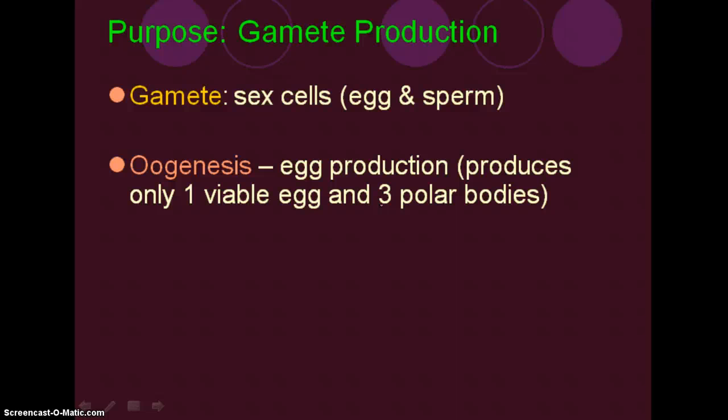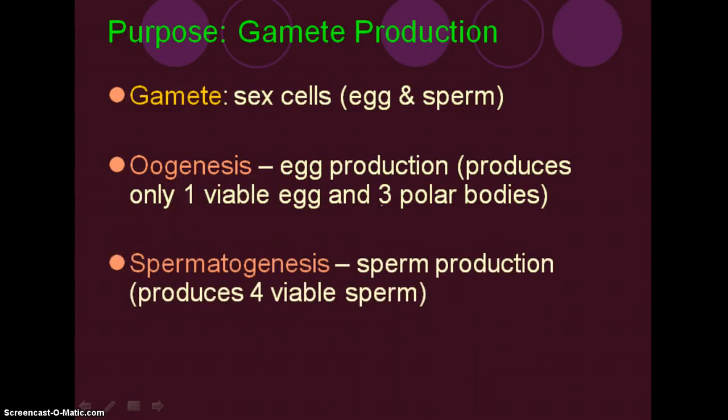They actually don't function. They are not an egg. They do have DNA, I guess I should take that back, but they don't have all of the other structures. They never grow enough to become an egg. So they don't get all of the other things that the cell would need to be able to survive. Spermatogenesis is sperm production, and it does produce 4 good sperm, 4 viable sperm.